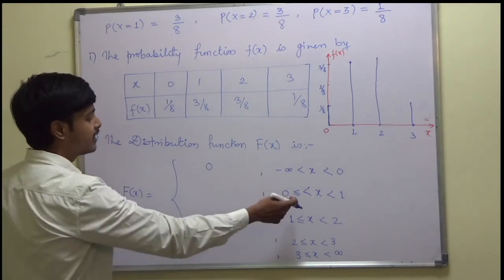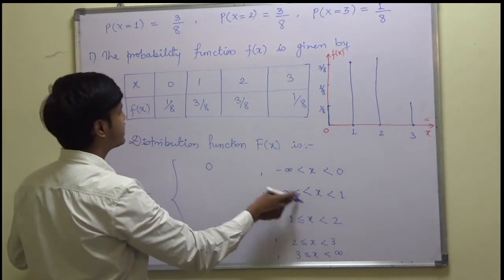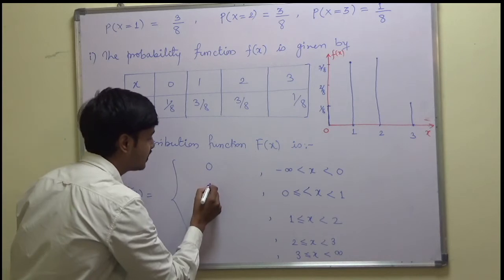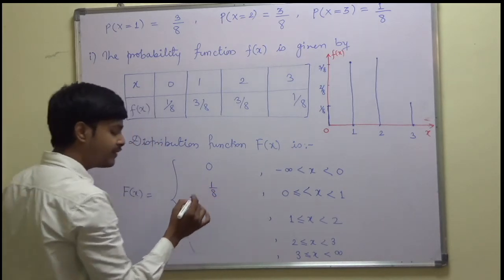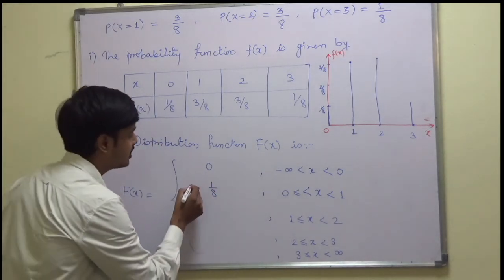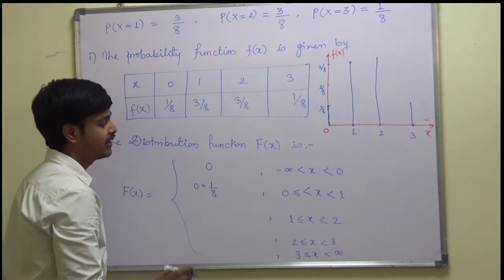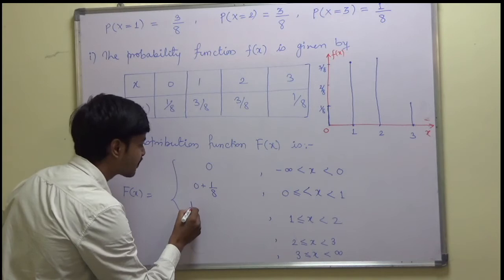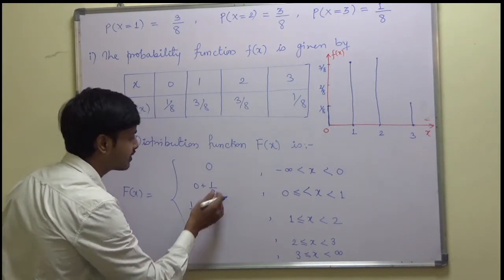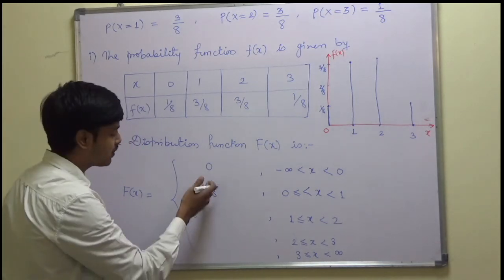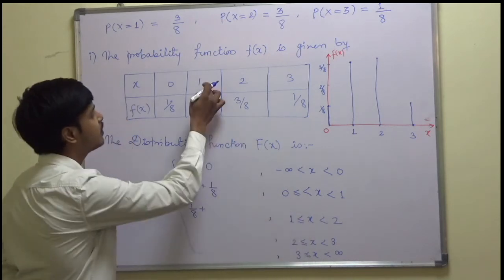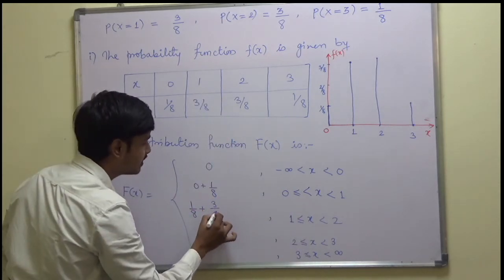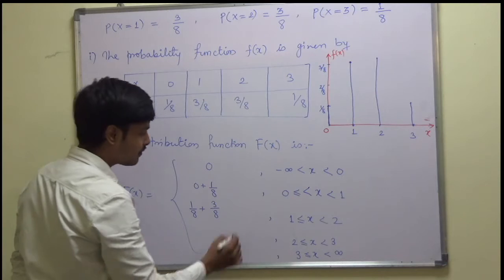For x equal to 0, the probability is 1 by 8. To get the cumulative distribution, you can write 0 plus 1 by 8. For x equal to 1, the probability is 3 by 8, and for the cumulative we have to add this to the previous 1 by 8. Okay, this is for this.